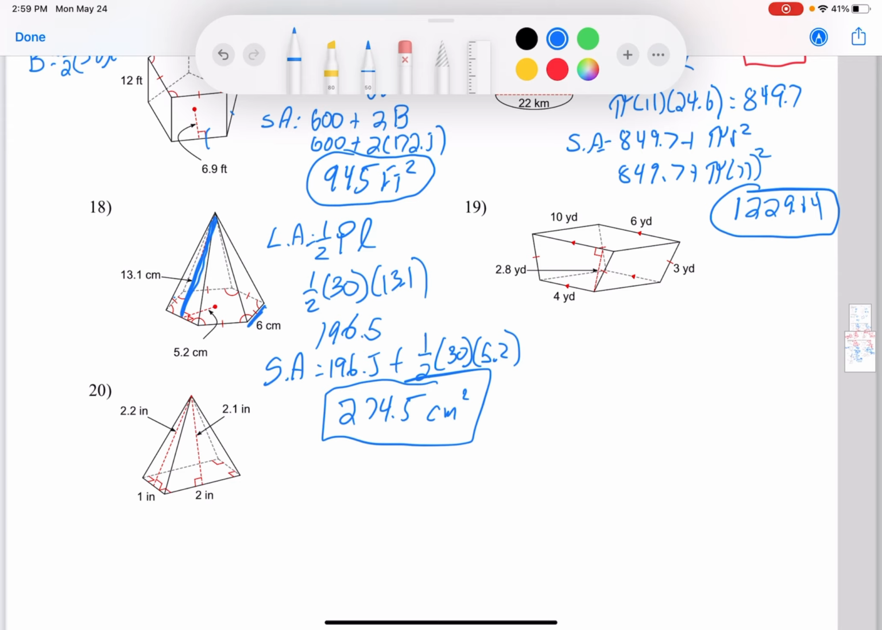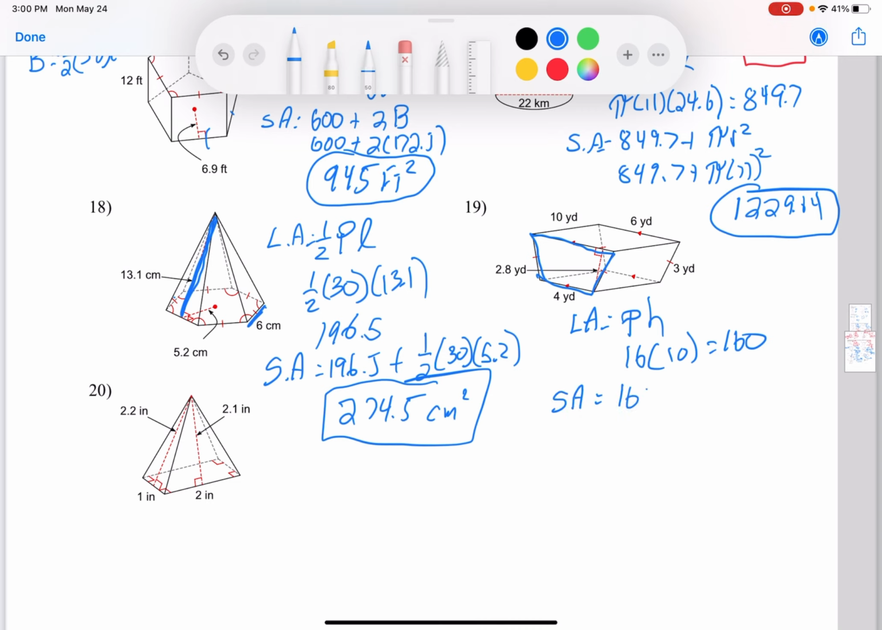Number 19, we've got a prism with a triangular base, so the lateral area is equal to the perimeter of your base times your height. Perimeter of our base is 4, 3, 6, and 3, so 16. The height is the distance from base to base, which is 10, so 160.